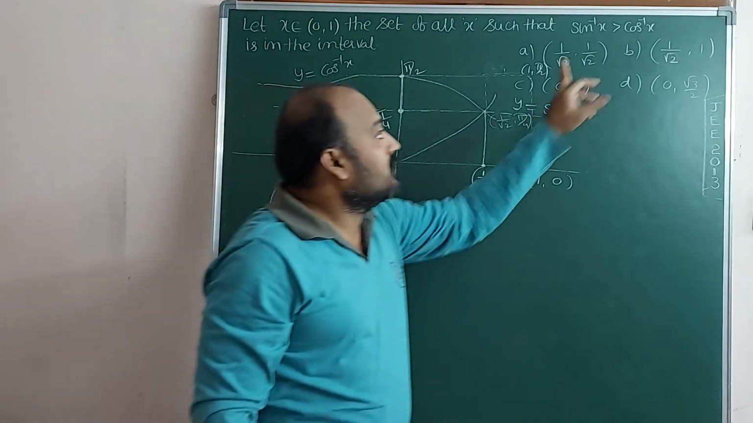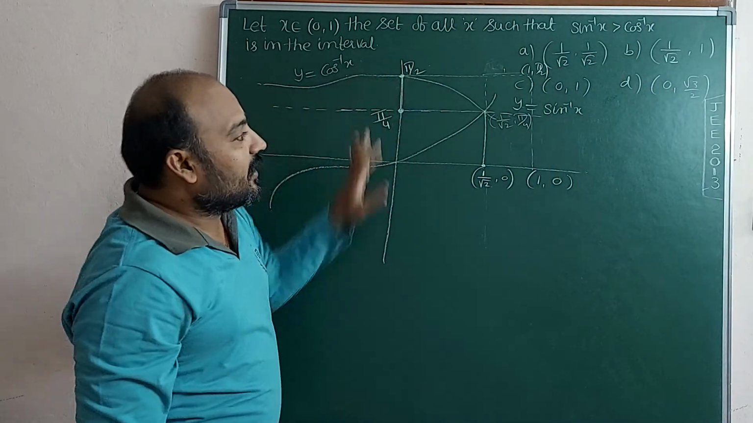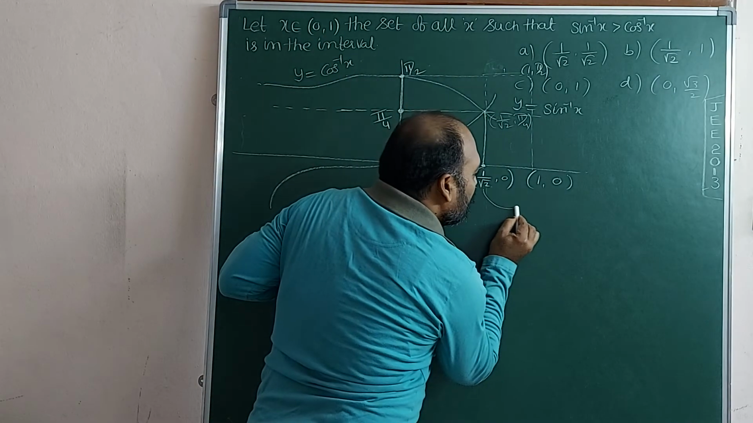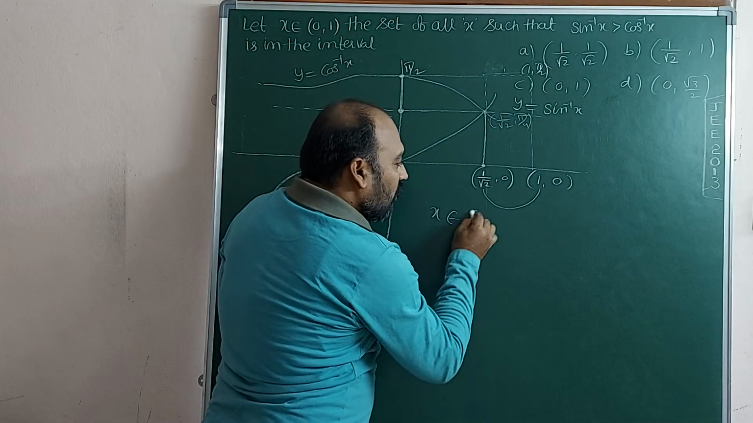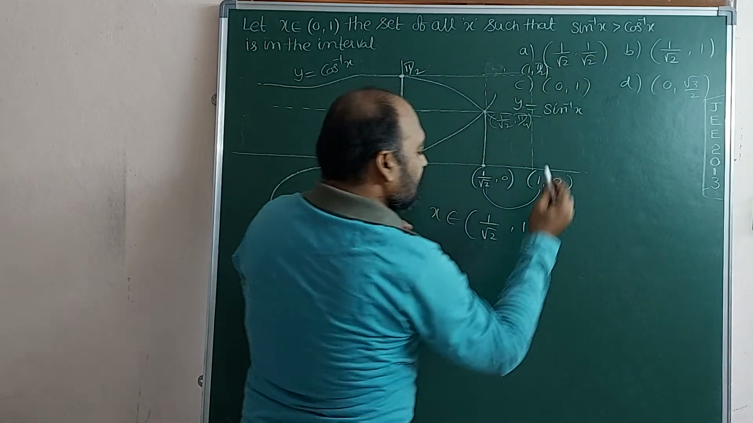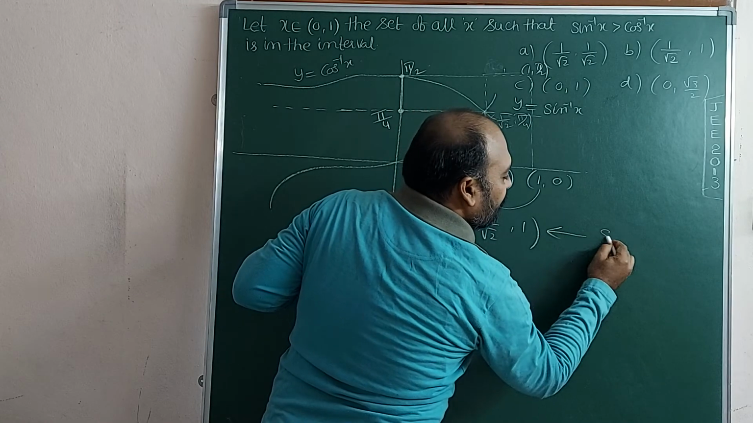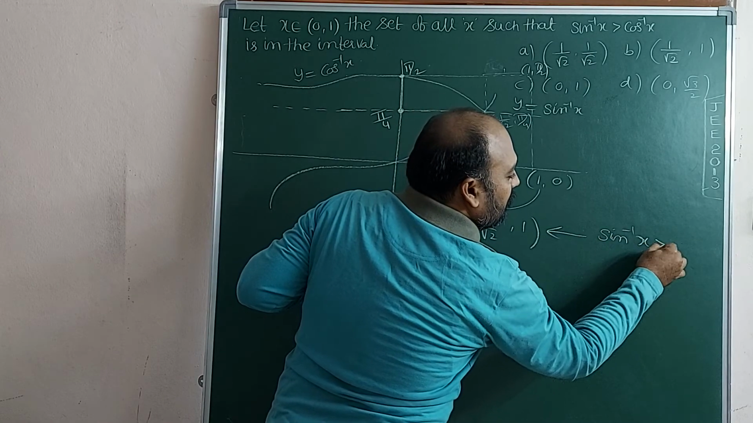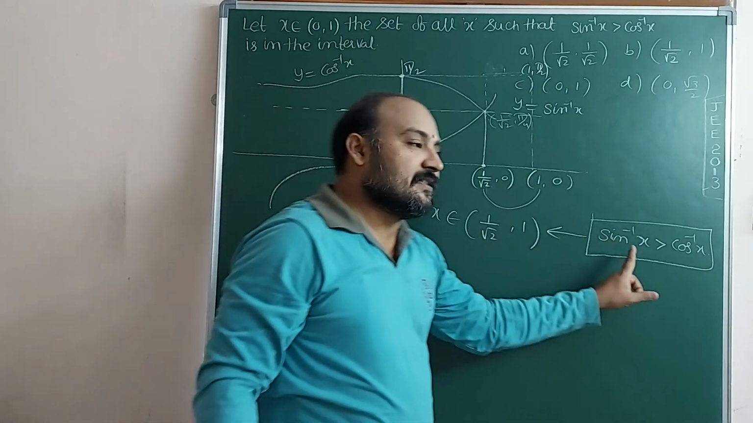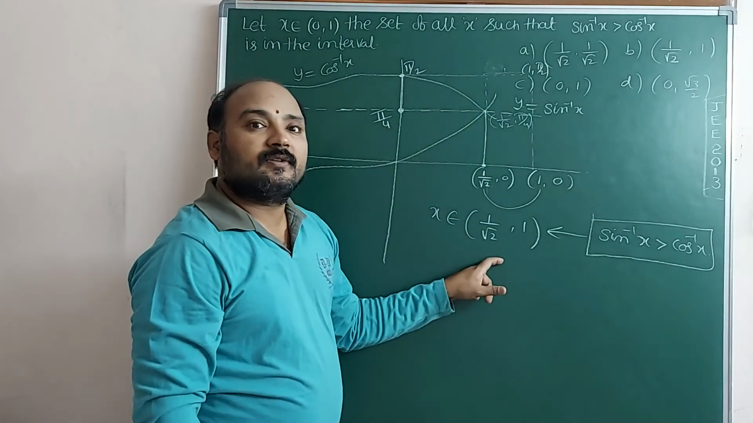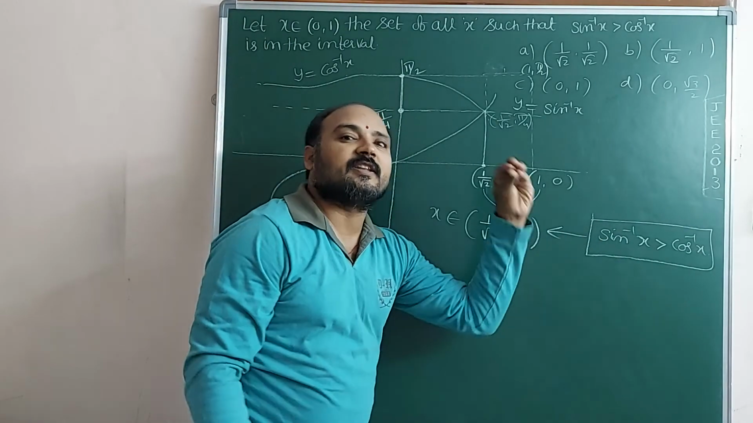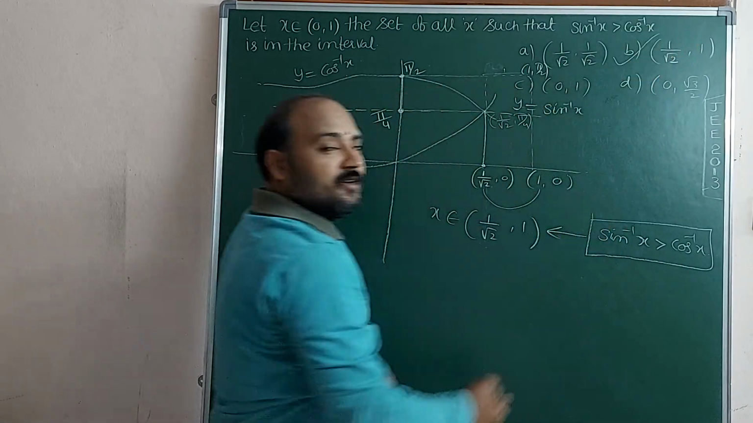So the condition sin inverse x is greater than cos inverse x, in which interval? By observing the x value they are asking here, 1 by root 2 and 1, x belongs to open interval of 1 by root 2 comma 1. Sin inverse x is greater than cos inverse x when x belongs to open interval of 1 by root 2 comma 1. In this interval, sin inverse x is greater than cos inverse x. Where will it be? In option B, dear students.